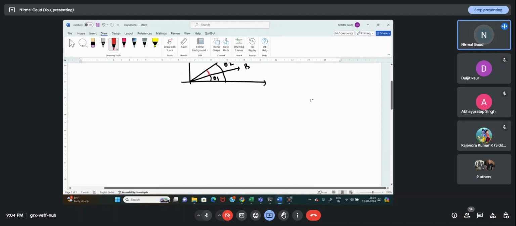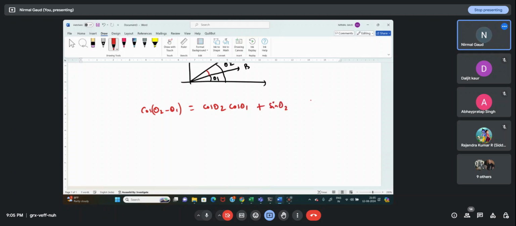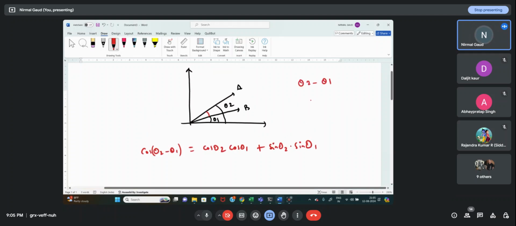So if I apply a property of trigonometry, if I take the cos of theta 2 minus theta 1, what is it? Cos of A minus B is given as cos A cos B plus sin A sin B. Okay, fine. So here let me drop the perpendiculars.